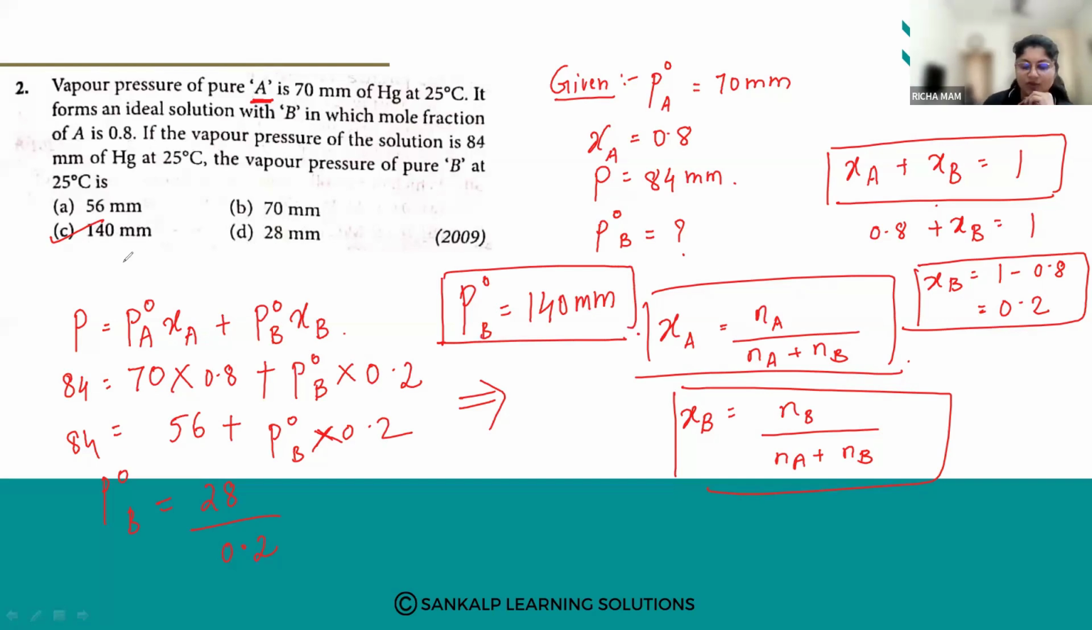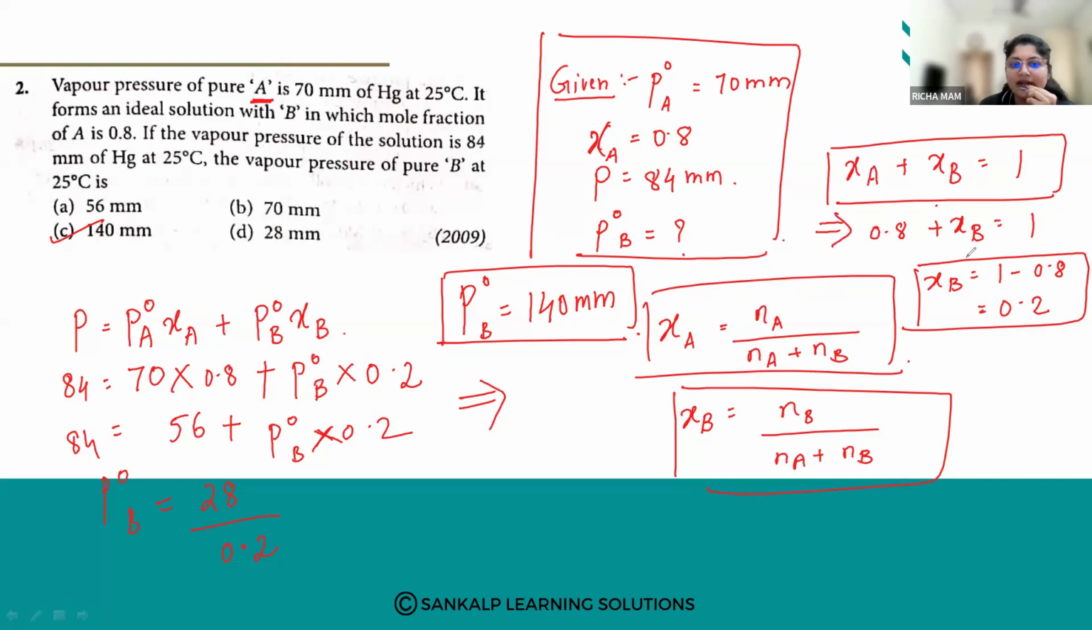I hope this is clear. So what we have done here: two liquids are there, pure A and pure B. In pure A, the vapor pressure is given, then the mole fraction of A is given, and the total vapor pressure of the solution is given. They have asked us to find the vapor pressure of pure B. From this given data, we know that the mole fraction of A plus B is equal to 1. So we can substitute and get the mole fraction of B, that is 0.2.